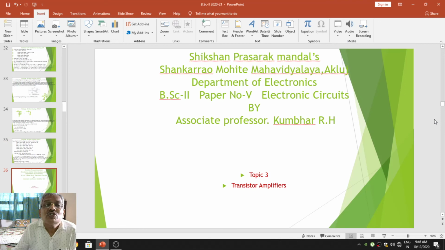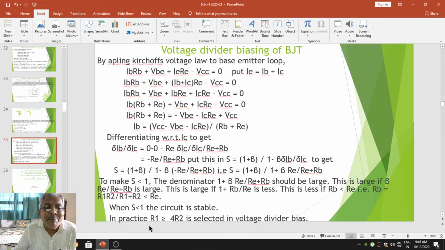In practice, R1 should be 4 times R2 in a voltage divider biasing network. Means if you adjust the values of R1 and R2 so that R1 R2 upon R1 plus R2 is less than RE, then the stability factor S becomes less than 1. And if S becomes less than 1, then the working of the BJT will be stabilized, with the operating point exactly at the center of the load line on the output characteristics of the BJT.